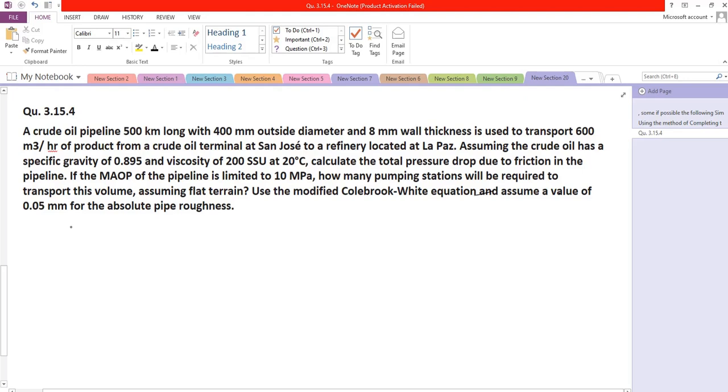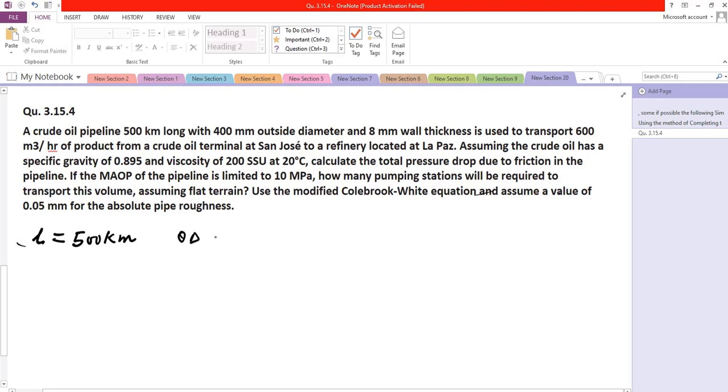If the maximum allowable operating pressure of the pipeline is limited to 10 megapascal, how many pump stations will be required to transport this volume? Assuming flat terrain, use the modified Colebrook-White equation and assume a value of 0.05 millimeter for the absolute pipe roughness. The length of pipe is 500 kilometer.